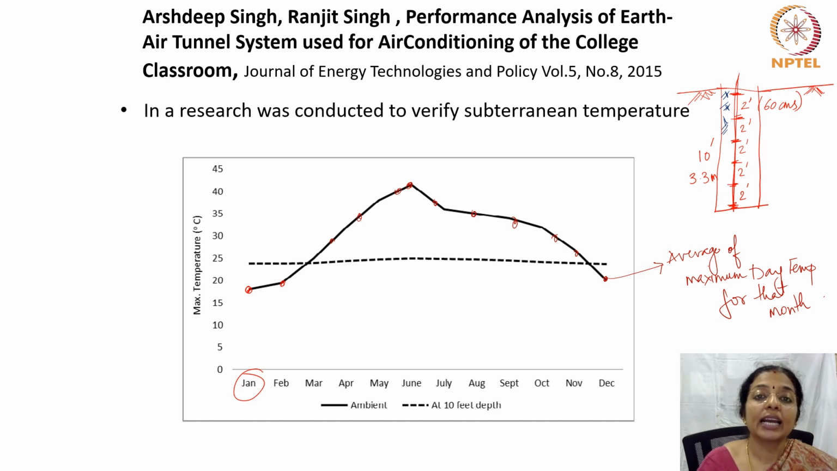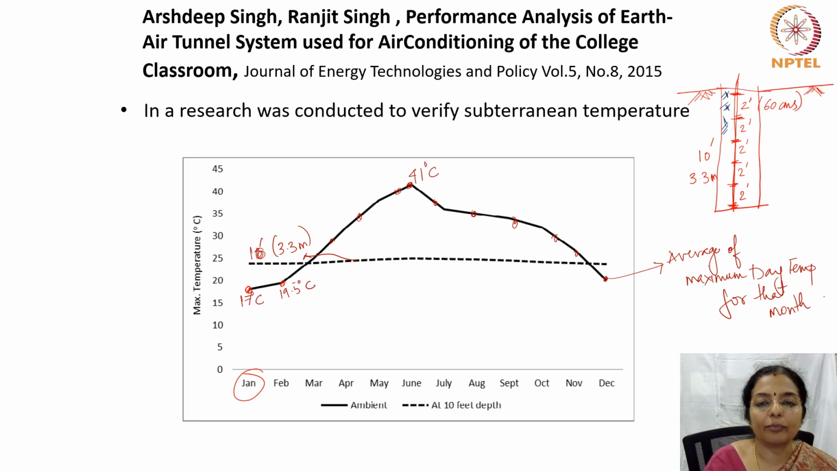And the underground temperature is the optimum temperature which is recorded at 10 feet. So at 10 feet below the soil, which is approximately 3.3 meters below the soil, this is the temperature. You can see that when the January temperature is about 17 degrees centigrade, February is about 19.5 degrees centigrade, the June temperature is about 41 degrees centigrade.